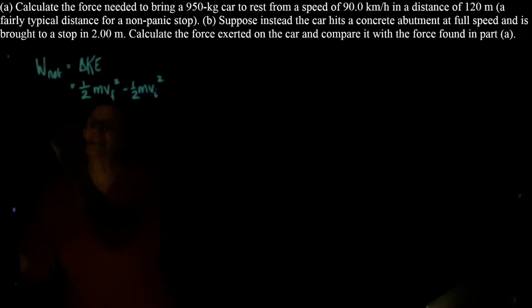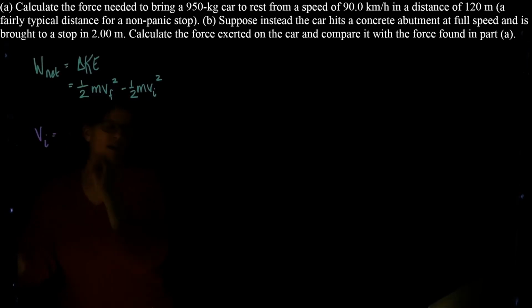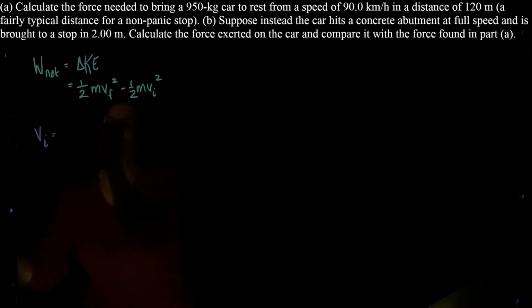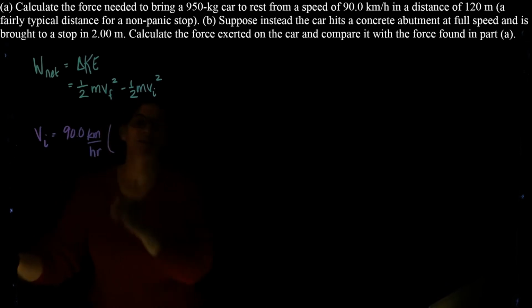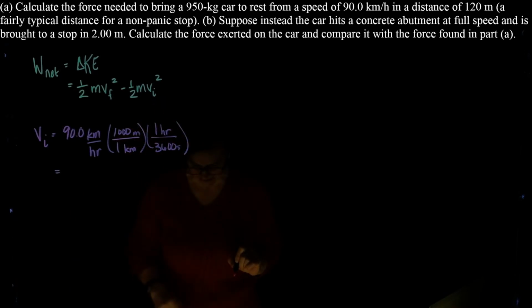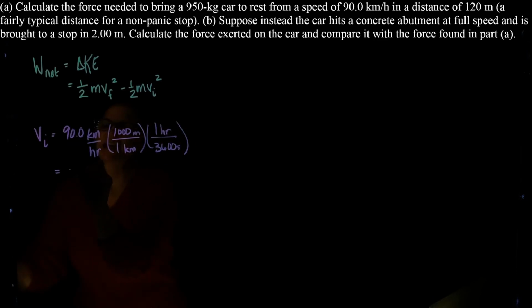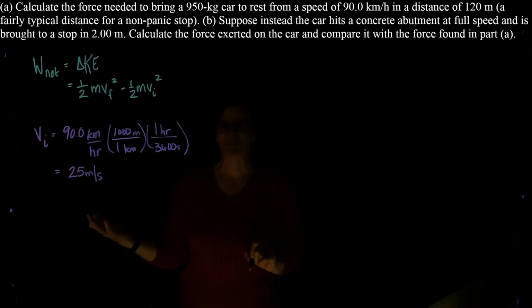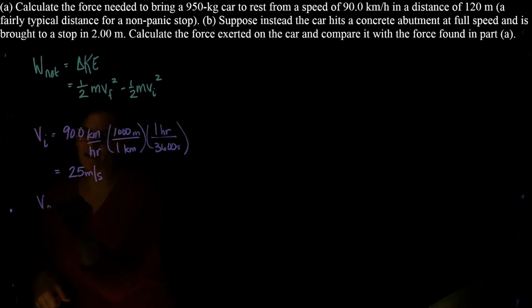We know that the initial speed of the car is given to us as 90 kilometers per hour. So let me convert that to our meters per second. We know in 1 kilometer there are 1,000 meters, and in 1 hour there are 3,600 seconds. And so this initial speed of the car in meters per second is 25 meters per second. What about the final speed? Well, we're told it comes to a stop. So we know that our final speed is 0 meters per second.